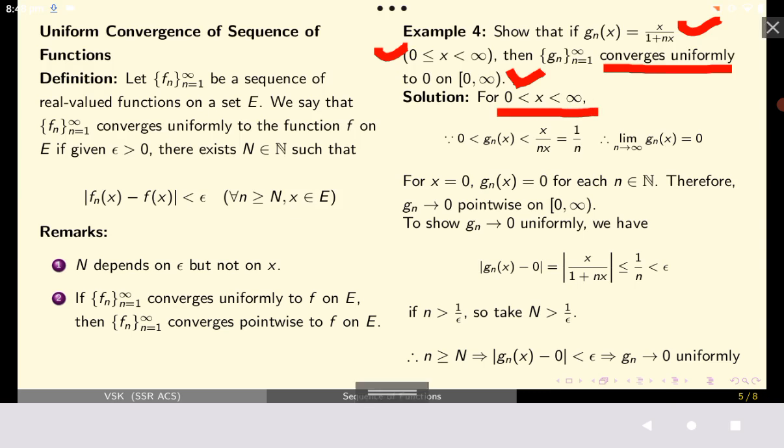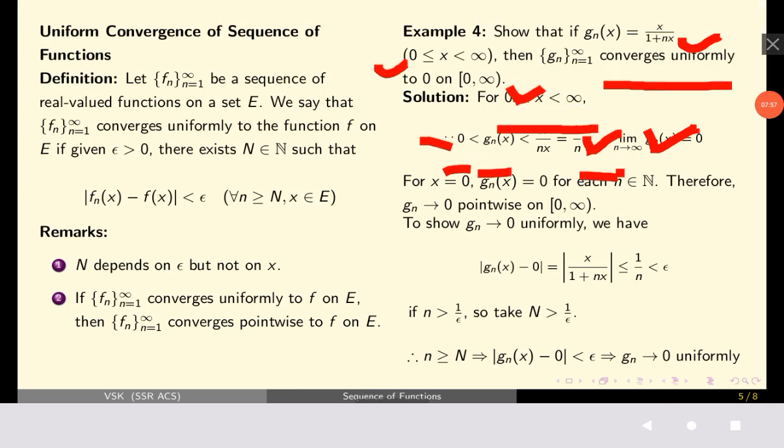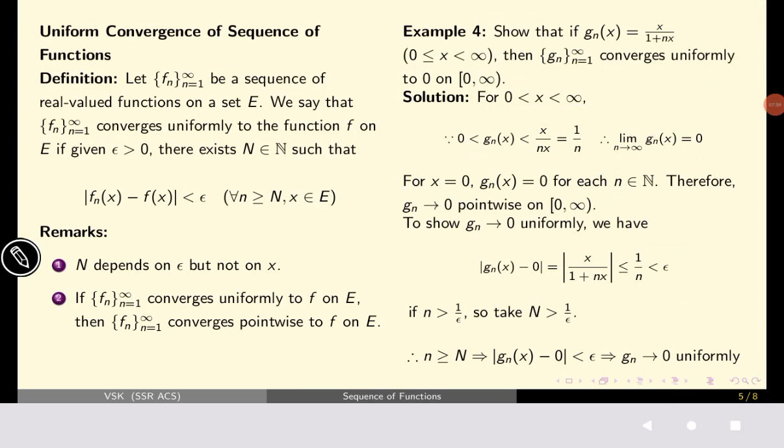So if x lies between 0 to infinity, then g_n(x) lies between 0 to 1 by n. And taking limit n tends to infinity, we get g(x) is equal to 0 because this goes to 0, this also goes to 0. So for x equal to 0, g_n(x) is equal to 0 for each n. Therefore, we conclude that g_n tends to 0 pointwise.